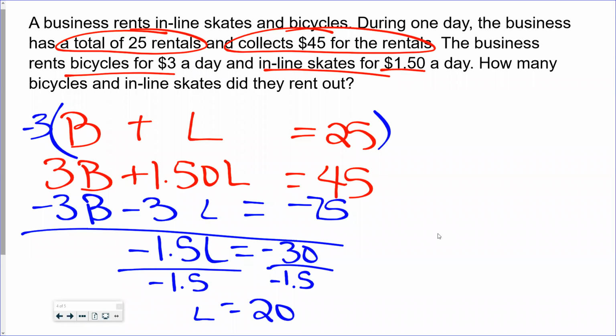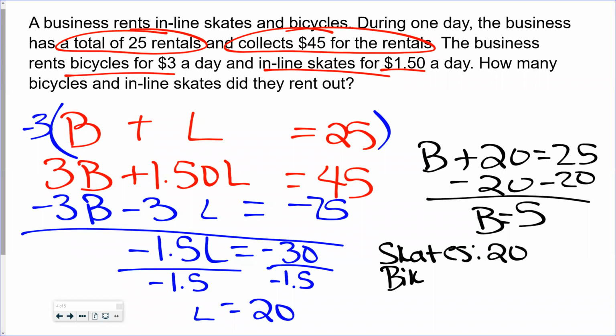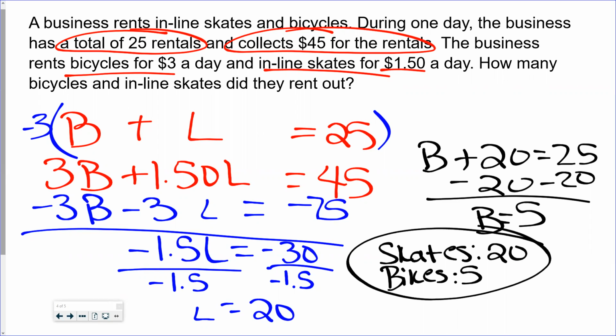All right, guys, so I went ahead and I worked this out and I got for my inline skates that I got 20. So if my inline skates were 20, then B plus 20 equals 25. If I subtract 20 from 25, I'm going to get the number of bikes is 5. And that would be my final answer: the skates were 20, the bikes were 5. That was the number sold.